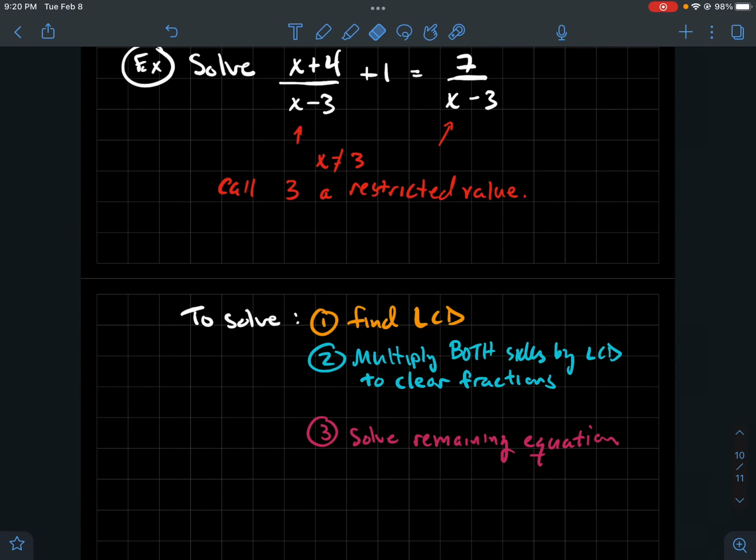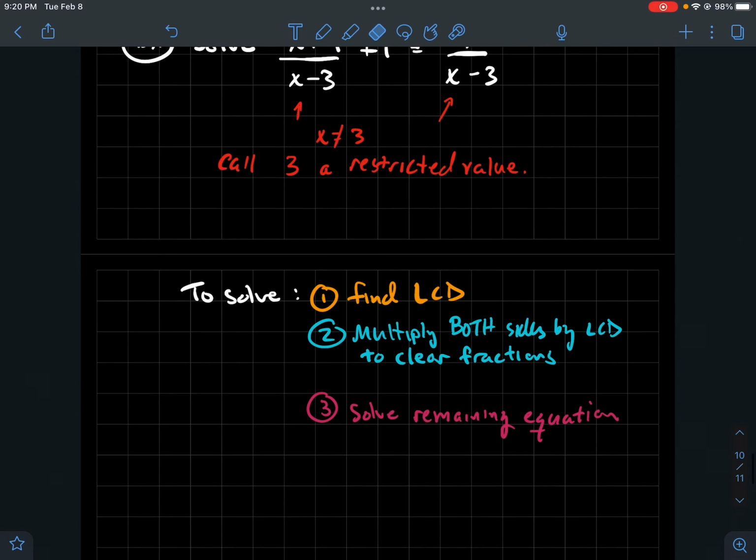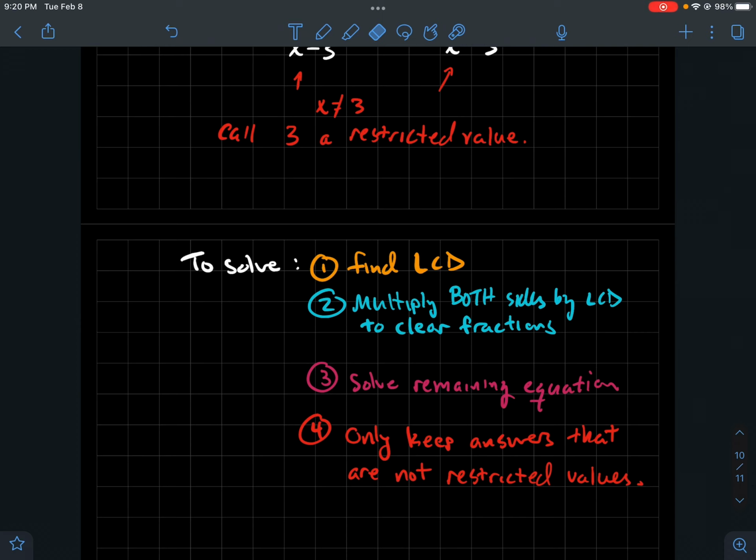And that's great. You should have a nice linear equation, or depending on if you've seen quadratic equations yet, you might have a quadratic equation. So you try to solve the remaining equation. And then the last thing that you do, assuming you've done step 3 and you get x equals a number, you need to check: is the number you get one of the restricted values? Because you're only allowed to keep answers in step 3. You're only allowed to keep the answers that are not restricted values.